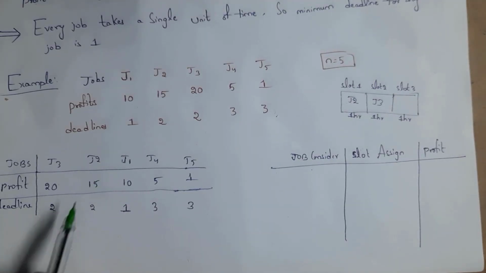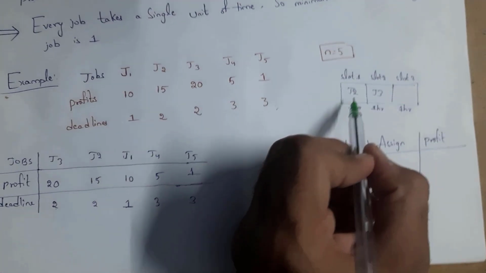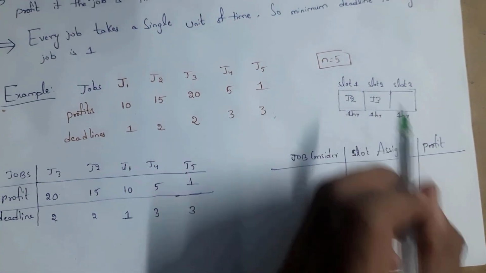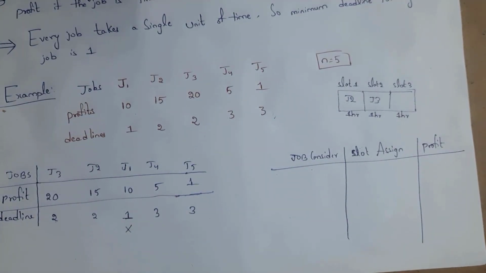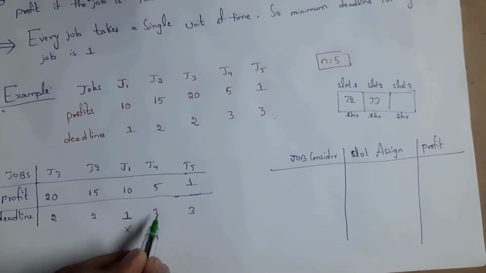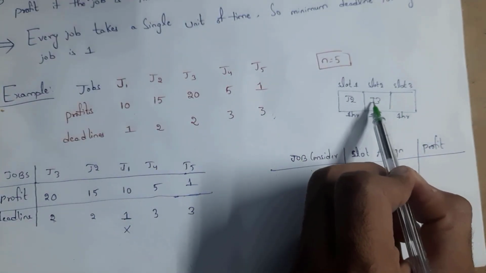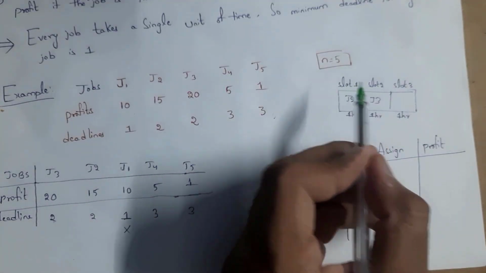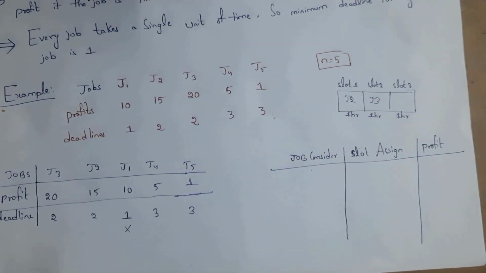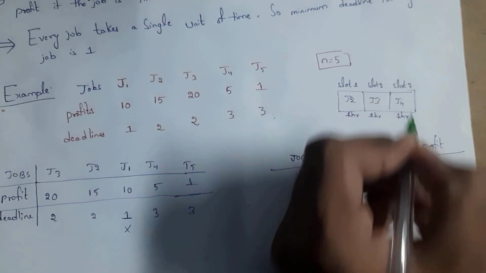Similarly, for job J1, deadline is 1 hour. That means within the first 1 hour, I need to complete this task. But I have already given this first hour to job J2. So I cannot consider J1. Now J4. For job J4, deadline is 3 hours. That means I can complete this job J4 either in the first slot or second slot or in the third slot. But slot 1 and slot 2 are already filled. So I need to consider slot 3. So now I am placing J4 in slot 3. I assigned jobs to all the 3 slots. So no slot is empty.